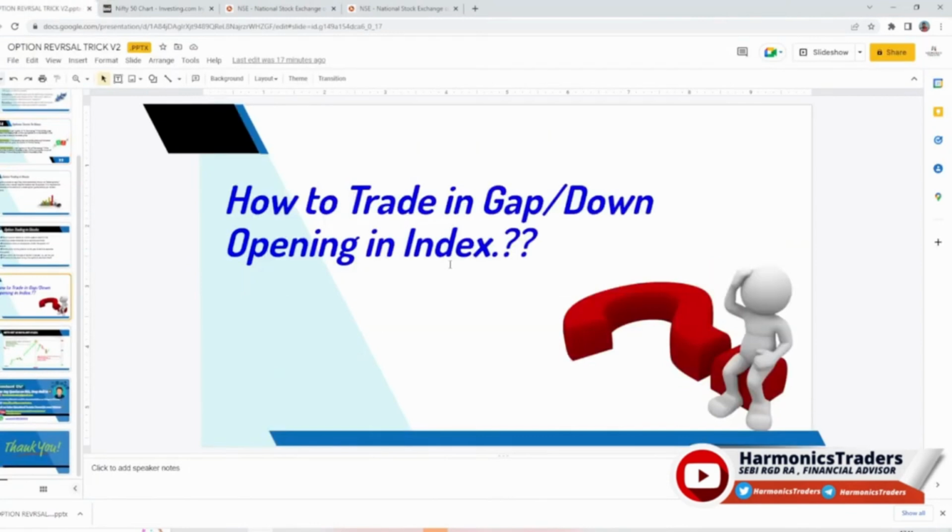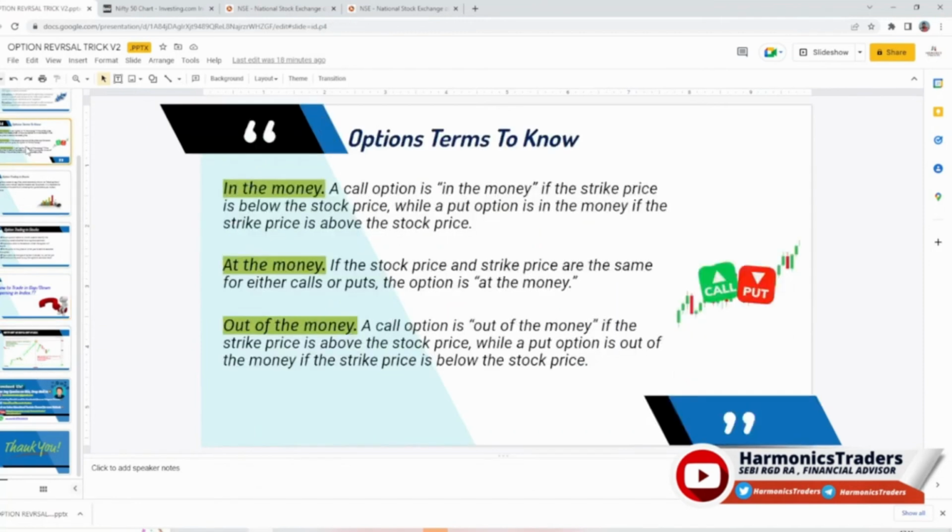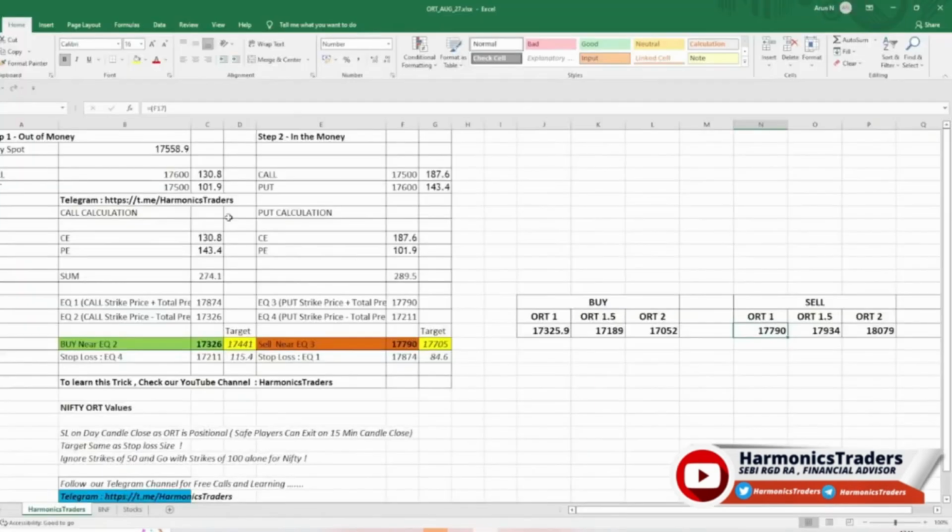This V2 is especially used whenever there is a huge gap up or gap down opening in the index. Fine. So all you need is to understand what is in the money and out of money, and we put these 4 values in the Excel and we have all the values over here.